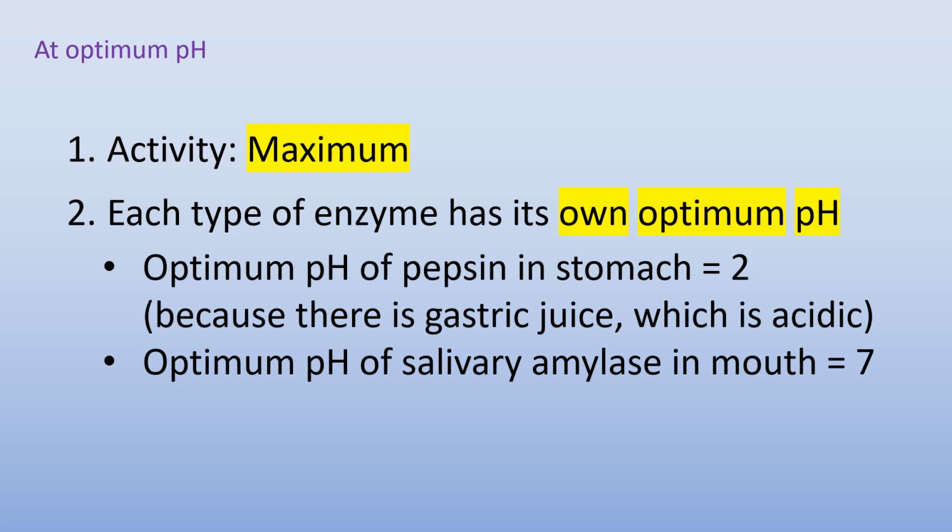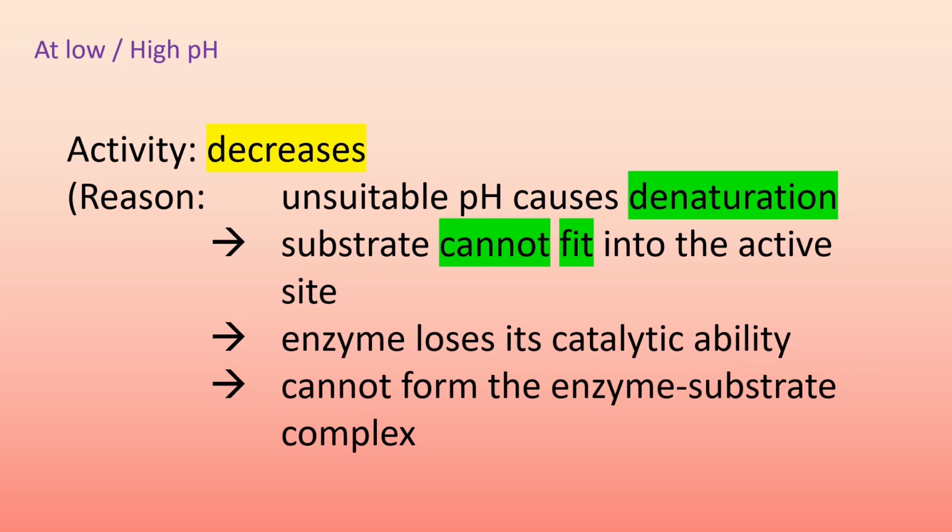However, at low or high pH, the activity of the enzyme decreases. That's because the unsuitable pH causes denaturation, which results in the substrate not being able to fit into the active site. The enzyme cannot form the enzyme-substrate complex with the substrates. The enzyme loses its catalytic ability forever.